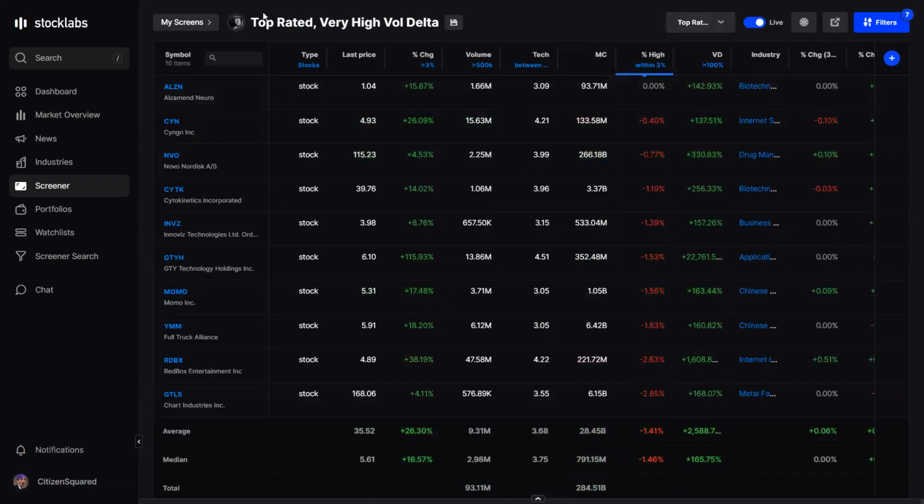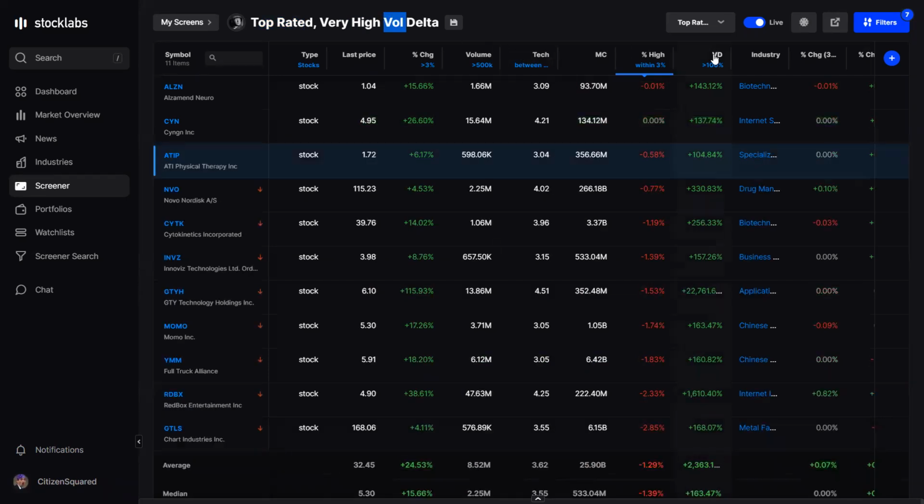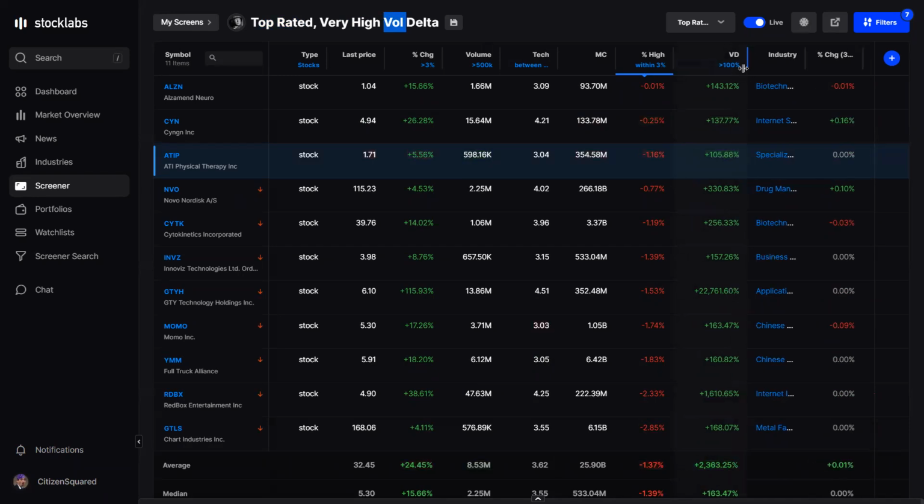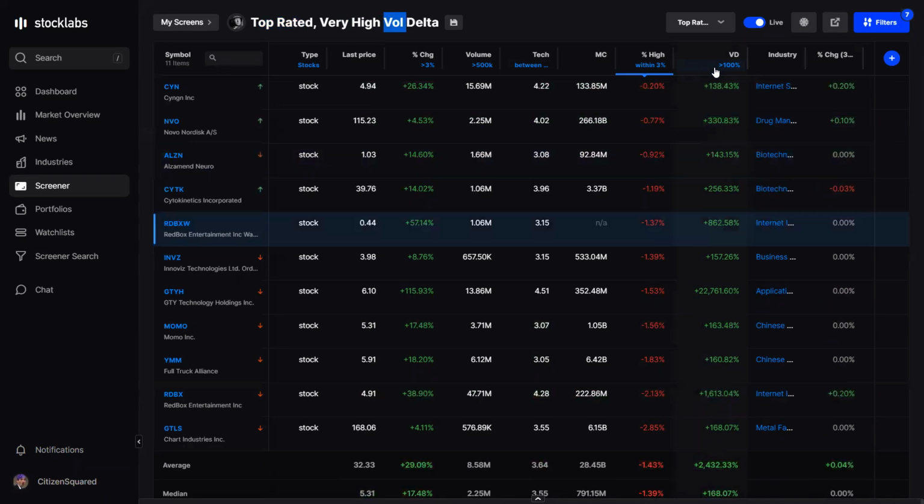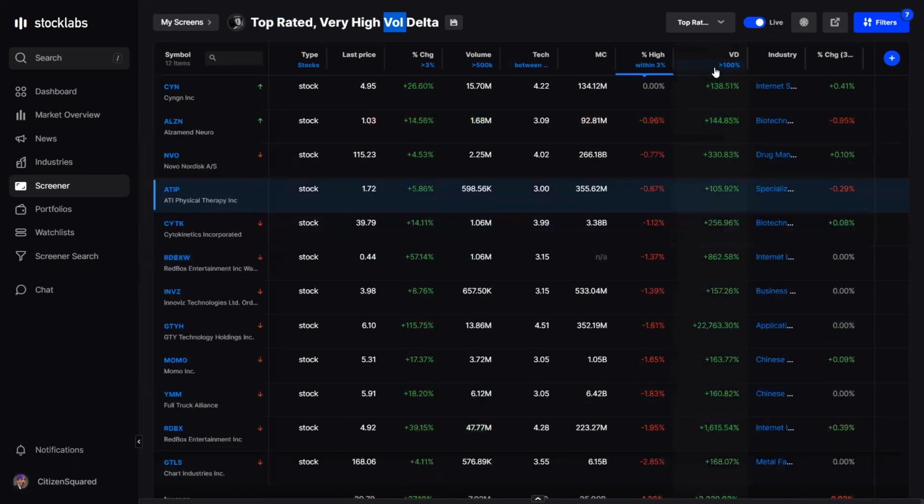So this screen is top rated and very high volume. This vol is volume delta. So volume delta is this VD column. And what it's doing is it's taking the current volume of the day. It's prorating it, and based on the pace that the volume is accumulating that day, it will prorate it out to a full day's volume. And on that extrapolated value, it'll compare it to the past 30 days.